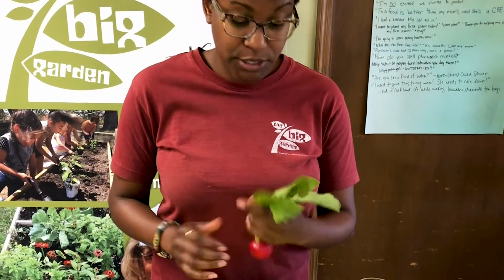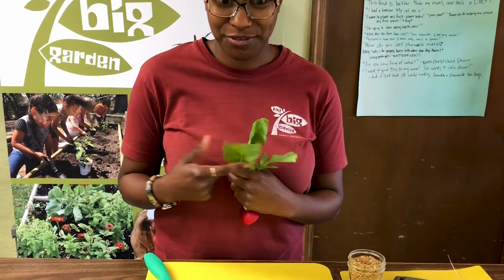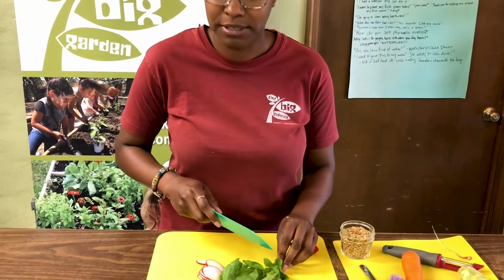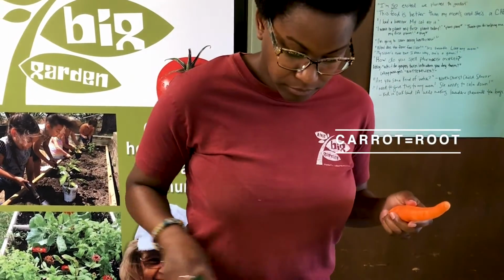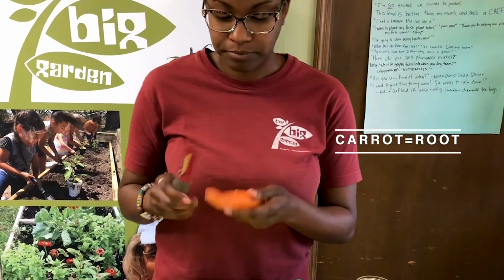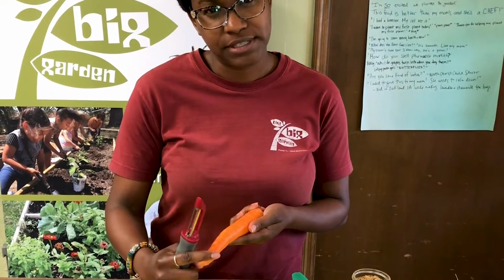And then remember, you can eat your radish greens. So I'm gonna cut those up and put those in my salad too. I'm gonna put another root vegetable in there, a carrot. And I'm gonna use a vegetable peeler to take off that outside layer of skin.